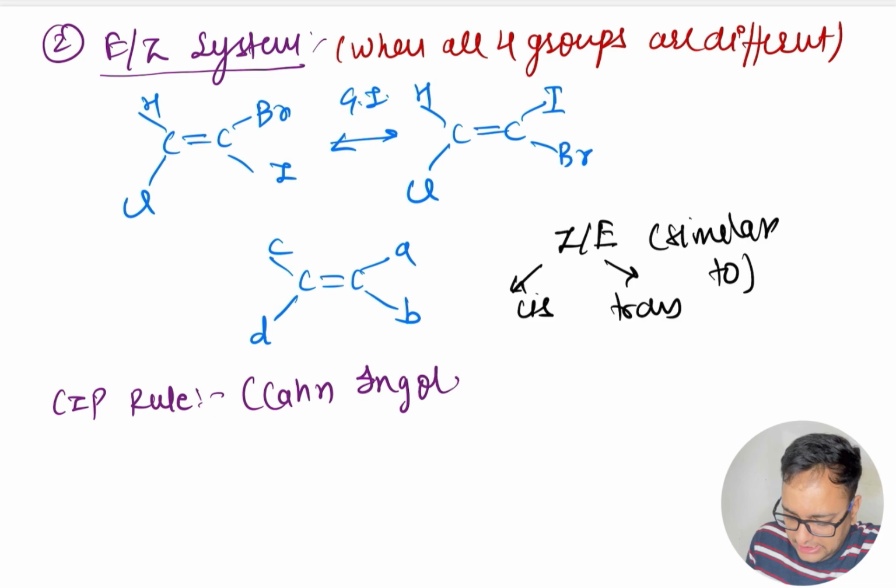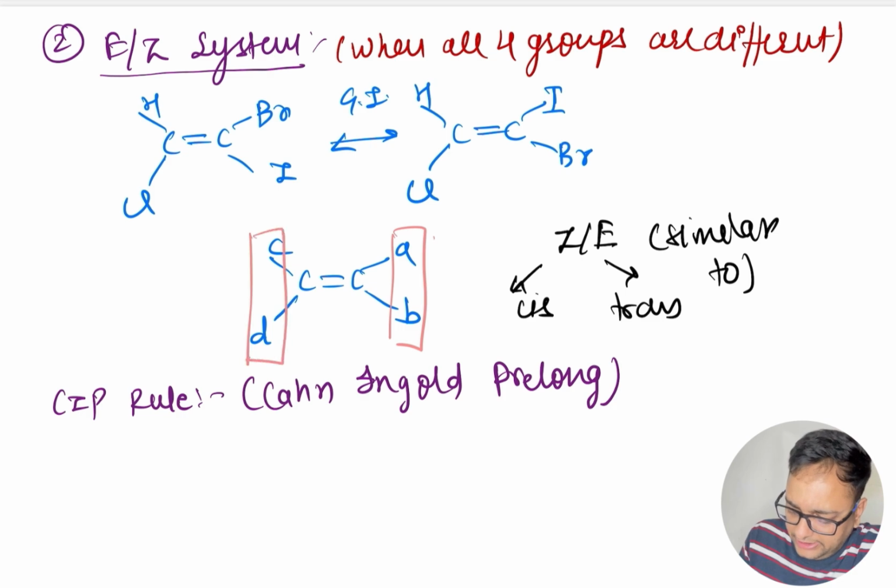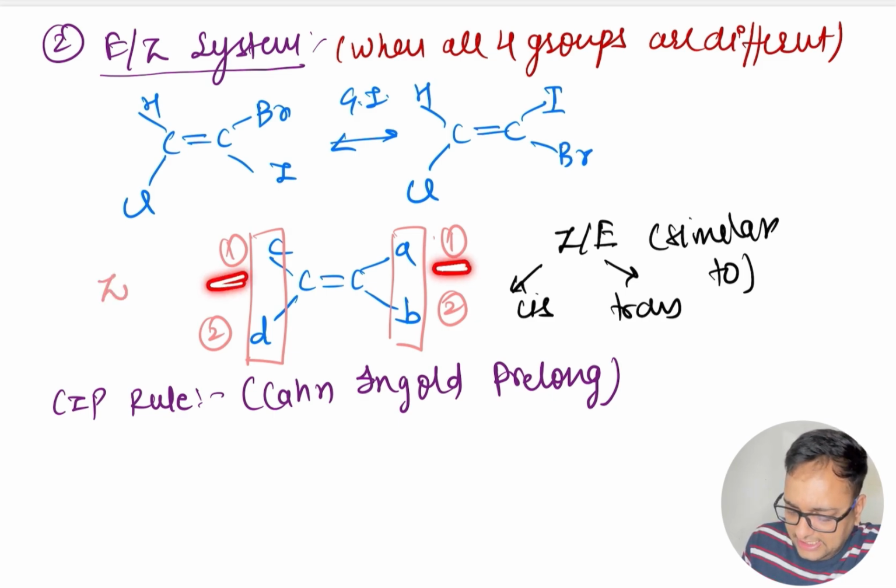CIP stands for Cahn, Ingold and Prelog. CIP rule. So what actually is the CIP rule? Actually we give it naming. We give priority to this side and priority to this side. If priority 1 and 2, if priority 1 and 2 come out on the same side, that is called the Z, because it is a cis-like structure, because two similar compounds are at a relatively shorter distance, so it is like a cis-like structure.